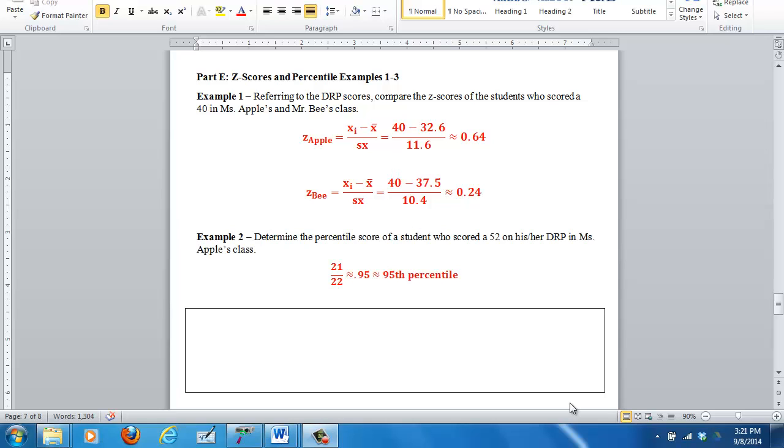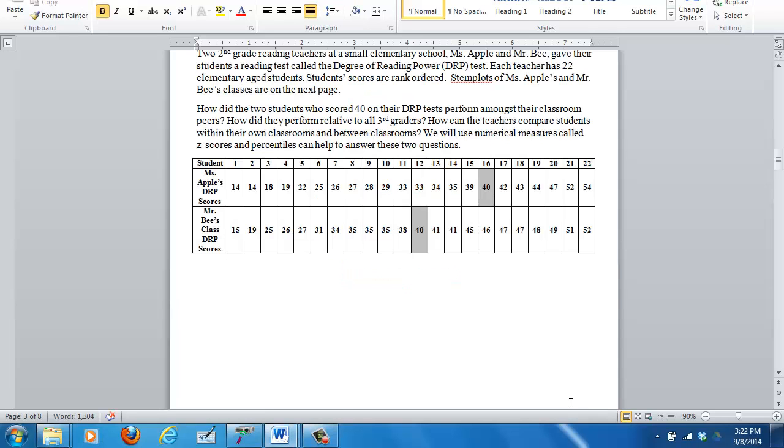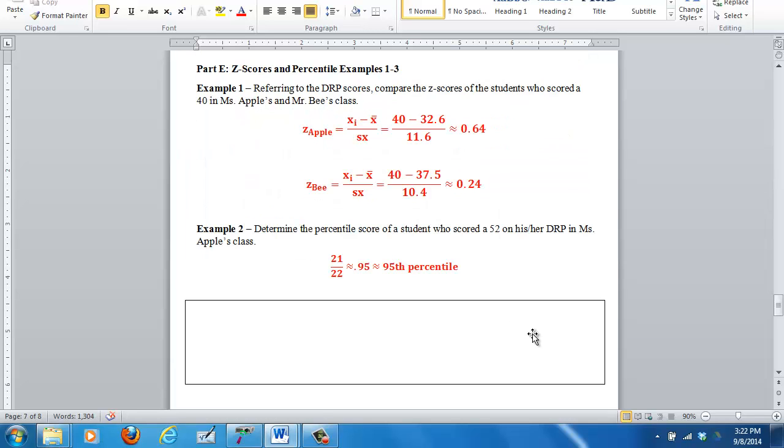All right, example 2 is to determine the percentile score of a student who scores a 52 on his or her DRP in Mrs. Apple's class. Well, in her class there were 22 scores, and 21 of them were at 52 or below. So if we look at our data set here, you can see here's the 52 in Miss Apple's class. 21 of them are at or below that particular score. Therefore, to find the actual percentile, I'm going to take that 21 and divide it by the total number of 22, which is 0.95. Therefore, that student would be at the 95th percentile.